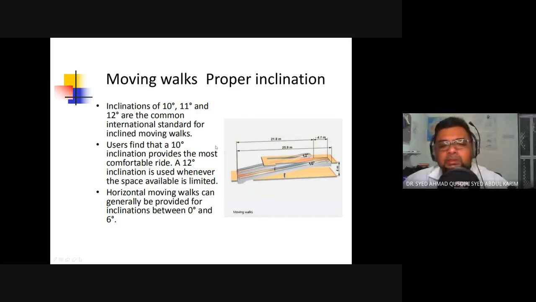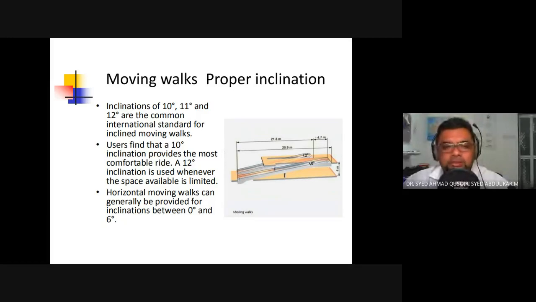So this is a moving walkway with inclination. There are also moving walkways which are totally horizontal, with either between 0 and 6 degrees inclination.